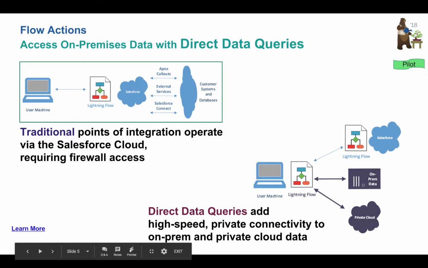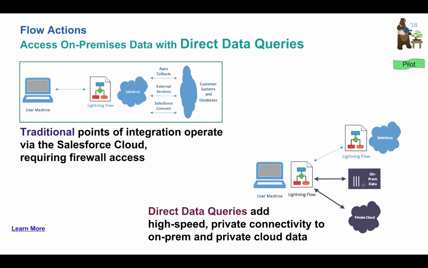We're going to be demonstrating a flow action that highlights direct data queries. This is a new feature that flow actions can have as a result of the new ability of flow actions to incorporate Lightning components. And what direct data queries are, are queries that go straight from your computer to your own on-premises databases or to your private cloud.